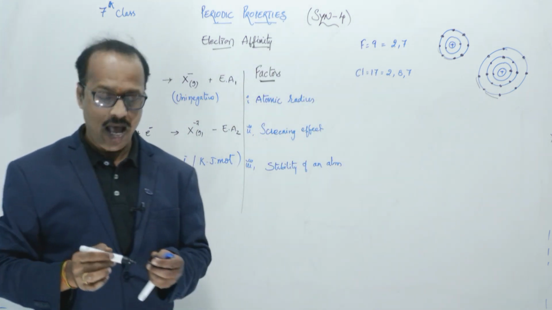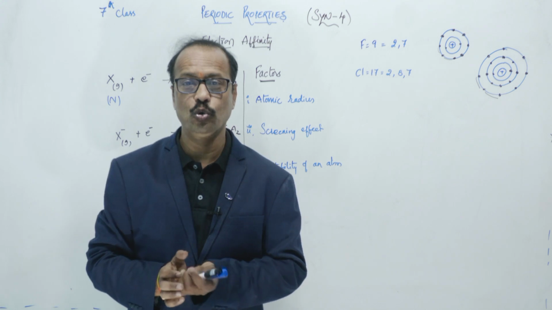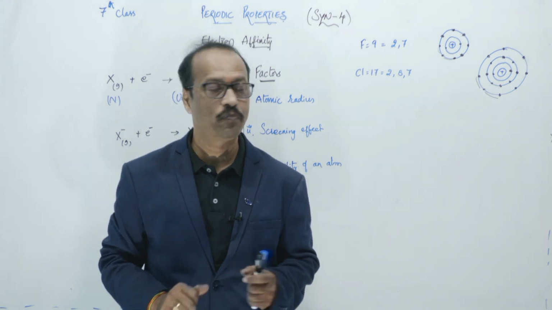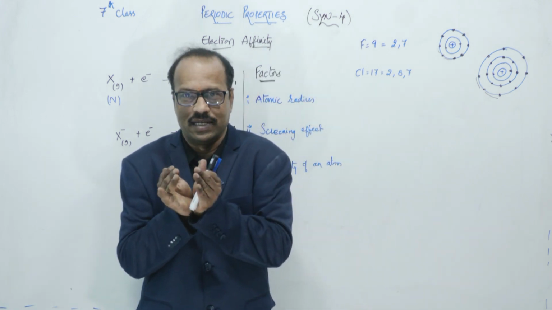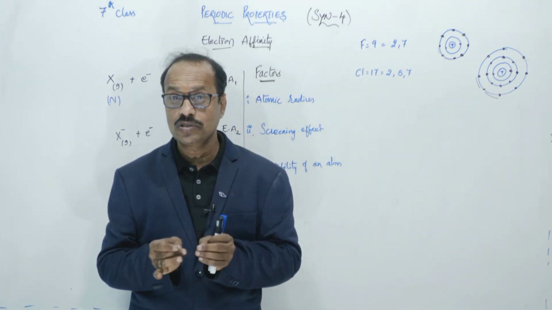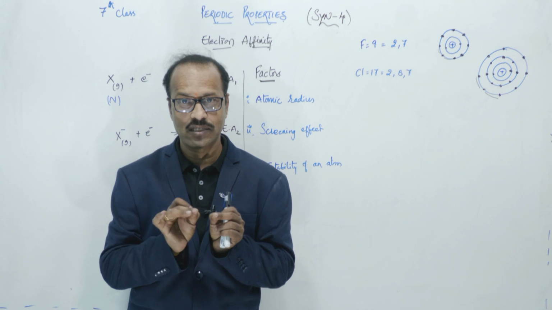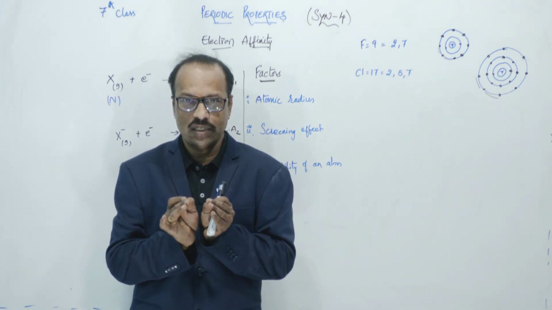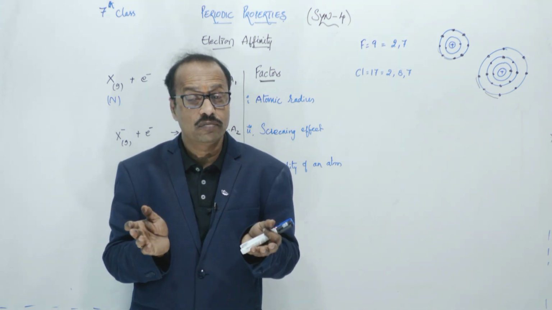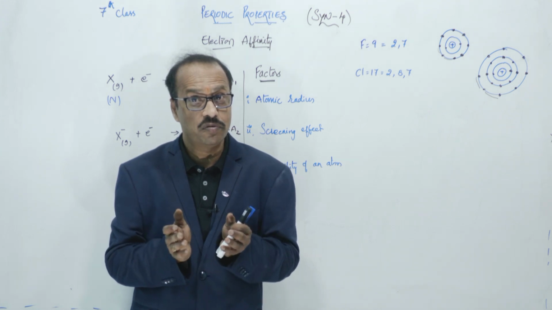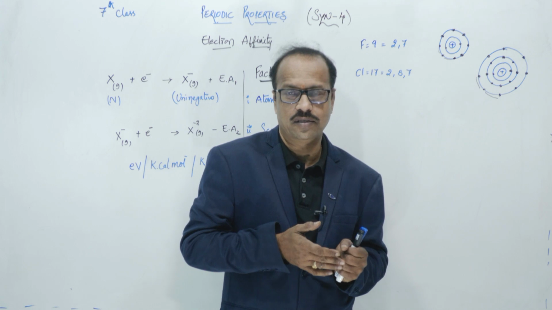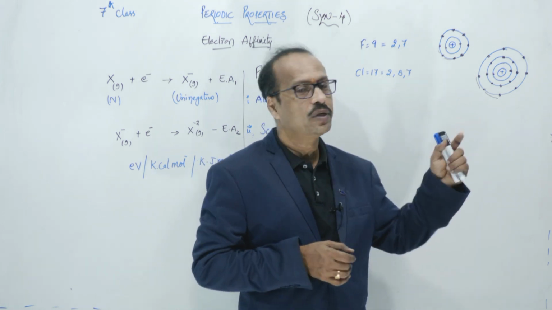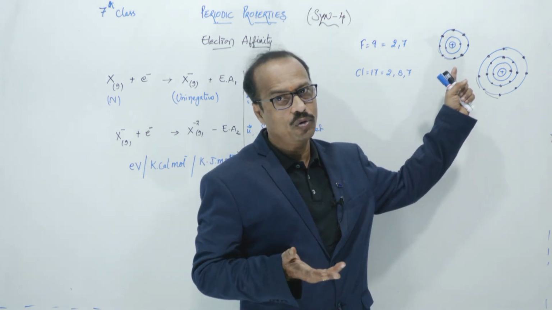Yes or no? If the size is more, the distance between two electrons is more. If the size is less, the distance between two electrons is less. If the distance between two electrons is less, what does that mean? This is negative charge, this is negative charge. They are very close to each other, then what happens? Repulsion force will be more, right? So we have to give more energy. So here repulsion force will be more, so more energy.